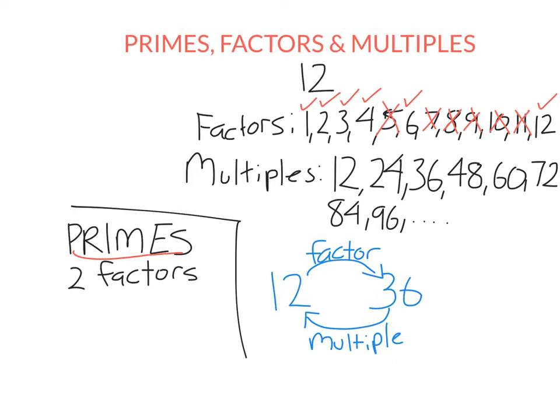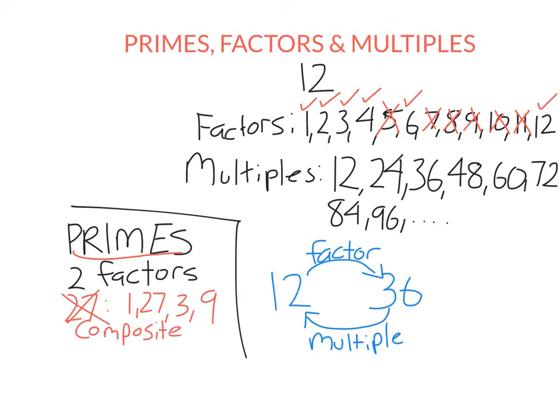So let's look at a number like 27. 27 has factors 1 and 27, but it's also divisible by 3 and 9. 3 and 9 are factors. So 27 is not a prime. If a number's not a prime, we call it a composite. So what would be an example of a prime?